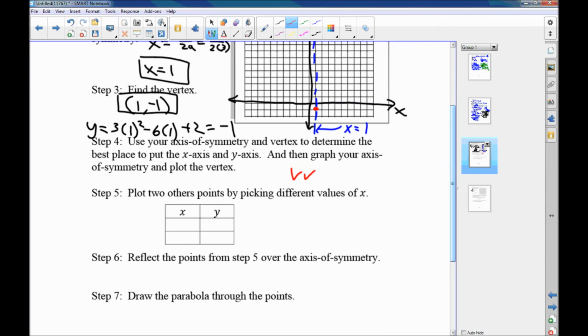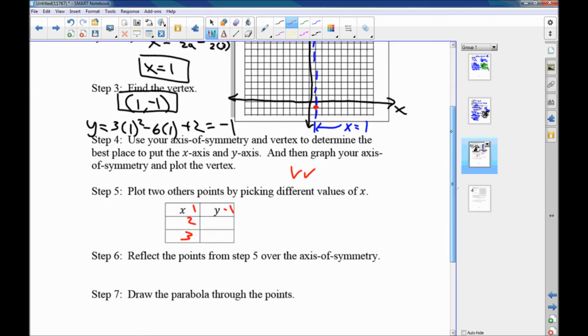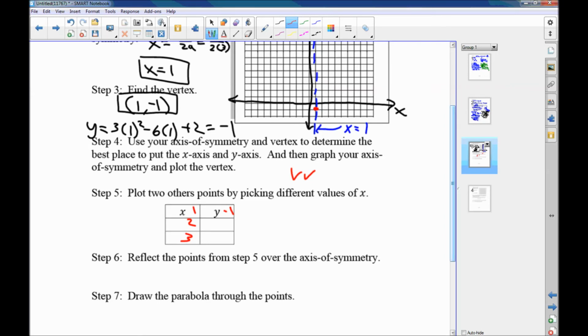Step 5 is to plot 2 other points by picking different values of x. So the first x value we already have is at 1. So 1 made negative 1. So we'll pick 2, and we'll pick 3. All right. Now the nice thing about 2 is it's 1 away from the axis of symmetry to the right, but 1 away from the axis of symmetry to the left is the y-axis. That means we could use our y-intercept for this spot. So 2 and 0 for x value have the same y value. So the 0, which is our y-intercept, is just going to be the c. So the c's value was 2. Okay. So at (0, 2), we'd have a spot on our parabola, and at (2, 2), we'd have a spot on our parabola.